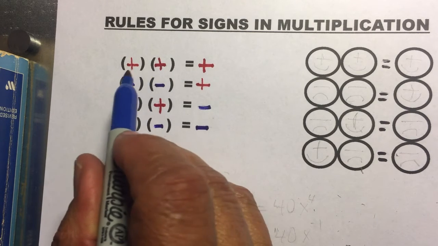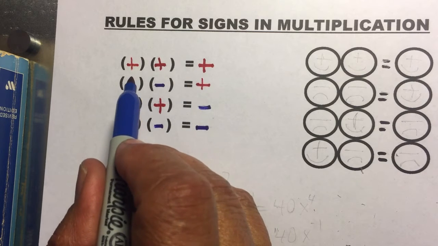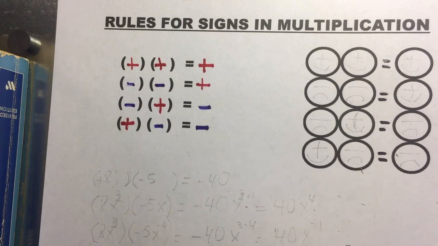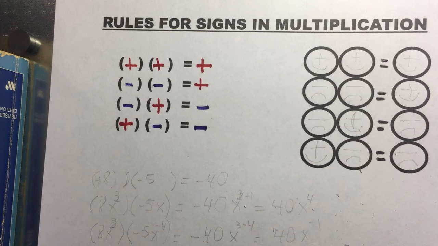So when the signs are the same, the result is positive. When the signs are different, the result is negative. Something that might help us remember is the following example.